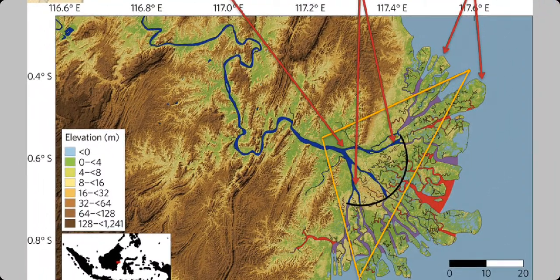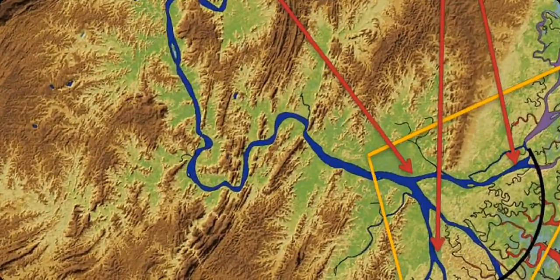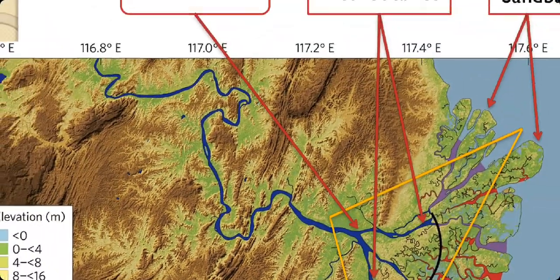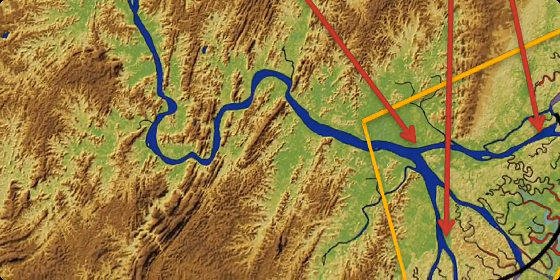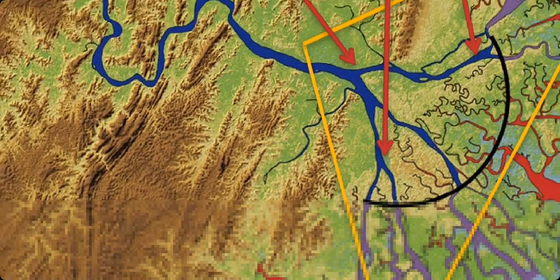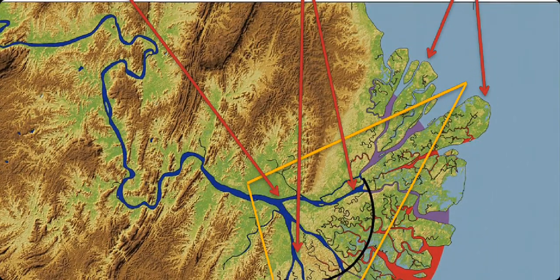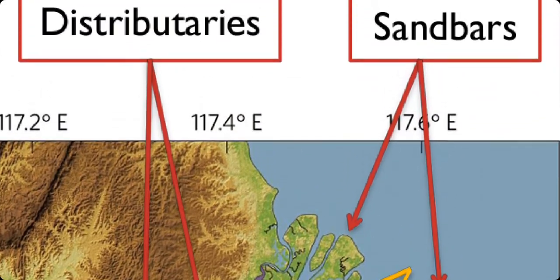On one side, the light blue on the right hand side is the ocean, and the dark blue line is the river. The point at which this is dividing into distributaries is known as the mouth of the river, and these thinner blue lines are the distributaries, and these green finger-like projections are known as sandbars.